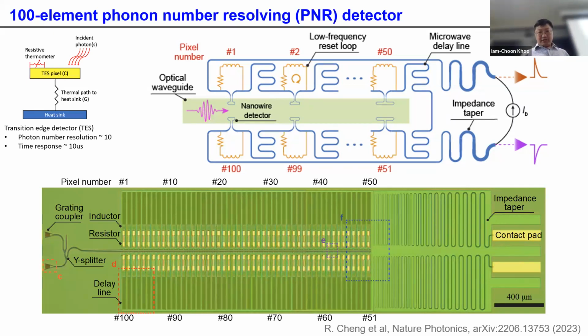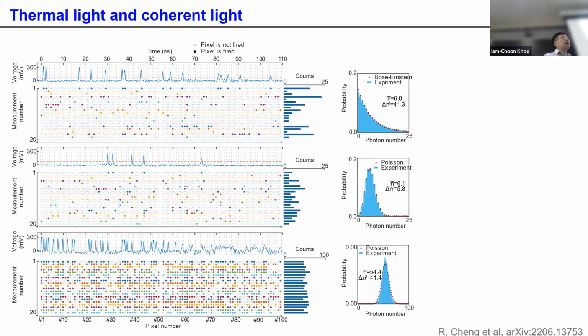So these devices work extremely well. And here I show you what we see from a typical oscilloscope when I send thermal light in here. The thermal light has an average of about 6 photons per mode, per pulse. You can see for the first pulse, about 16 photons, and for the second pulse, only 2 photons. And you can repeat that measurement many times and build up your statistics.